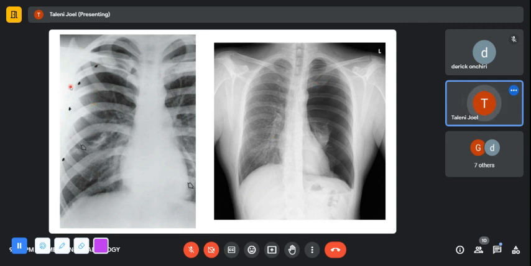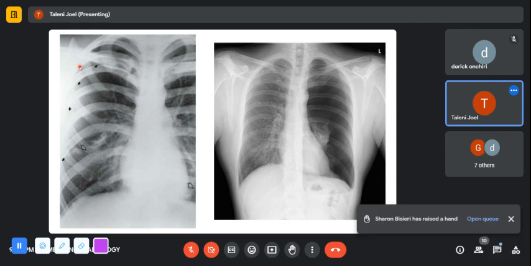Okay, so would anyone like to, can you find the pneumothorax in this image? Yes, please.